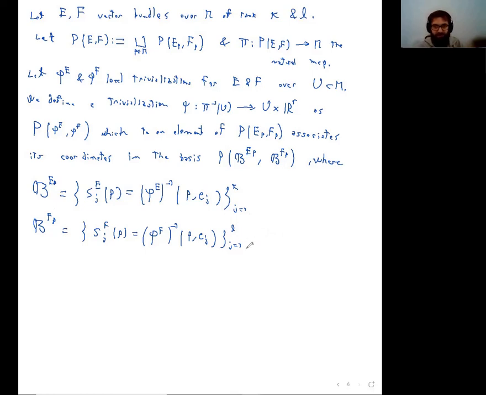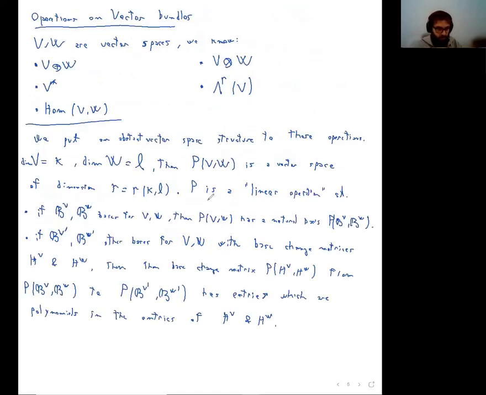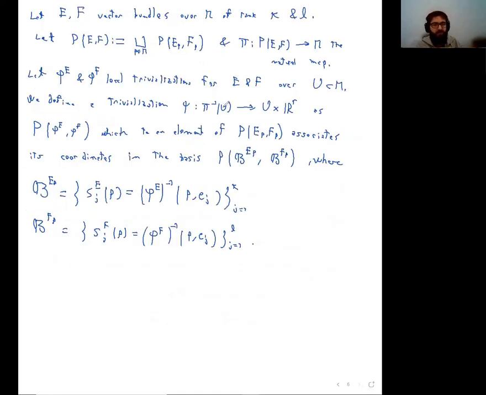Okay, so let's recap before we go further. What are we trying to do here? We're trying to show that this P of E, F is a vector bundle. So to show that it's a bundle, first of all, we need to find local trivializations. So to find local trivializations, we have to define this map psi from this preimage to U times R to the R. And why R? Well, because R is the dimension of this vector space. Remember, this R is R of k, l. But how do we define this realization?